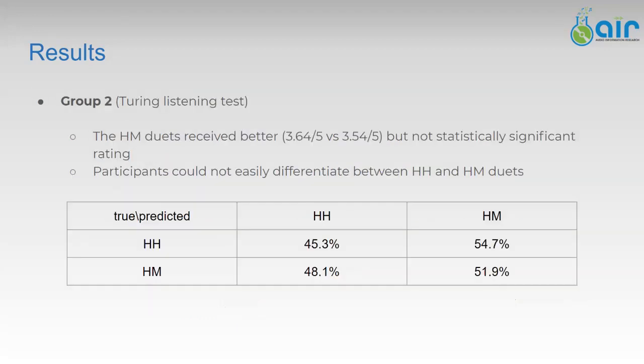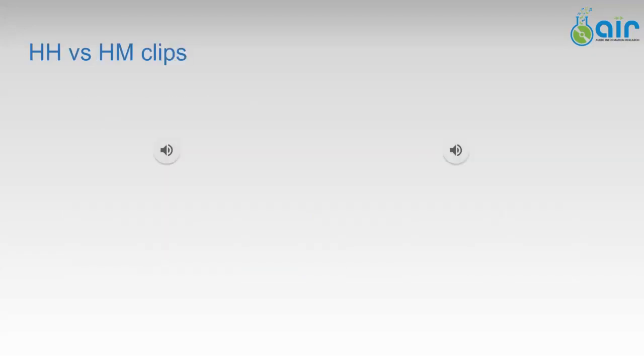As for the results of the Turing test, interestingly, the human versus machine duets received better ratings. However, the difference was not statistically significant. We can also see in the confusion matrix that on average, the participants couldn't predict the correct labels of the duets, meaning that the quality of both categories was similar. Here, I extracted two small segments from the highest rated duets from each category. Let's see if you can label them correctly.